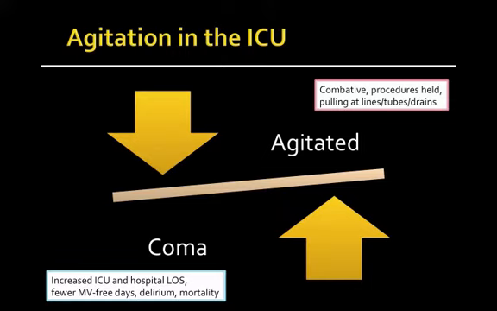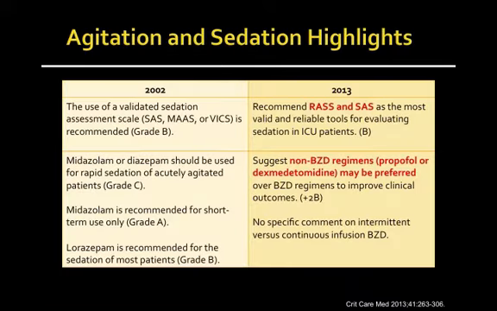It's definitely a very difficult balance to achieve, right? We know that patients who are comatose are associated with worse outcomes, such as those listed there. But at the same time, if they're overly agitated, that's not good either. They have more adrenergic output, which isn't good for whatever brought them to the unit in the first place. They're combative. They have procedures held. You have to keep putting in new central lines and A-lines and things like that. So that's not good either. So how do we achieve this fine balance?